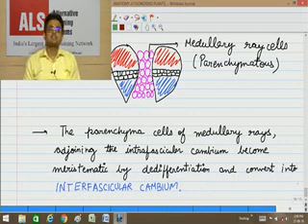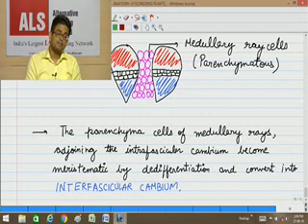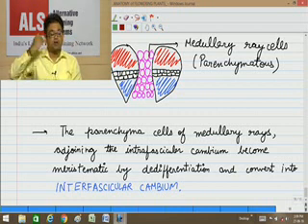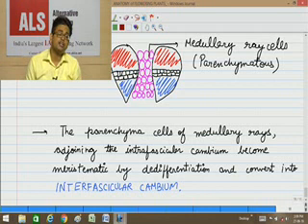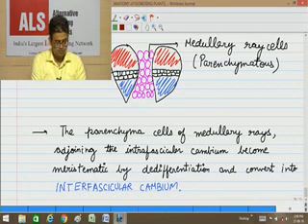Dedifferentiation means when a cell loses its functional differentiation. That means an epidermal cell, cortical cell, parenchyma cell, collenchyma cell, any kind of cell becomes forgetful of its function and converts into a dividing cell. Dividing cell means meristematic cell. This is called the process of dedifferentiation. Now you can say thus a continuous ring of cambium is formed.